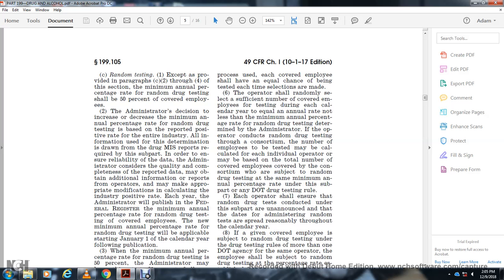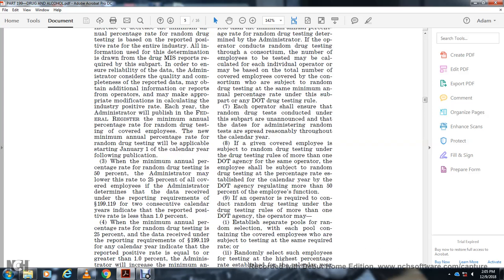Operators shall ensure that the random drug tests conducted under this subpart are unannounced and that the dates for administering the random tests are spread reasonably throughout the calendar year. If a given covered employee is subject to random drug testing under the drug testing rules of more than one agency for the same operator, the employee is subject to random drug testing at the percentage rate established for the calendar year by the agency regulating more than 50% of the employee's functions.